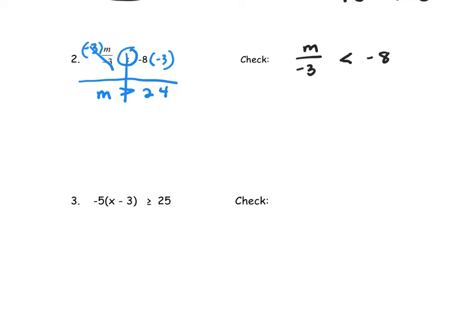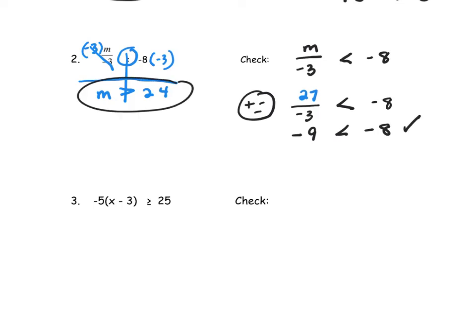So I'm going to choose 27. I'm going to replace the m with 27, and then divide that by -3, and my answer should indeed be less than -8. So 27 divided by -3, again, it's a positive being divided by a negative. It's going to give me a negative answer. And 27 divided by 3 would be 9. So -9 is indeed less than -8. So this checks out. My solution is correct.